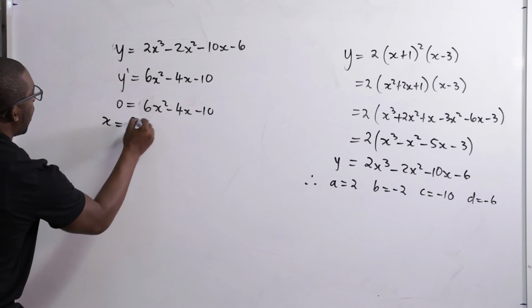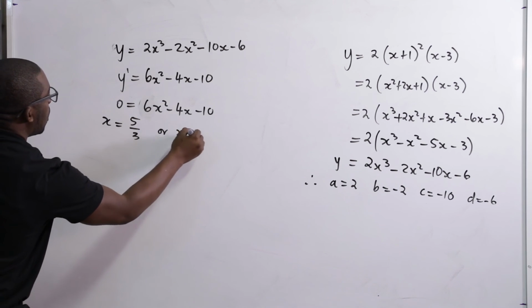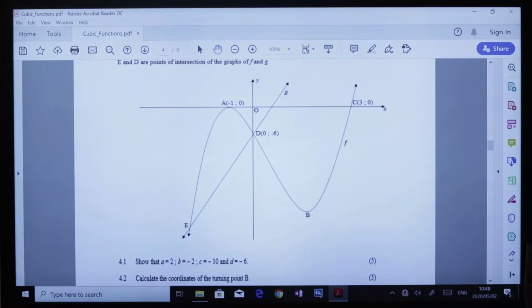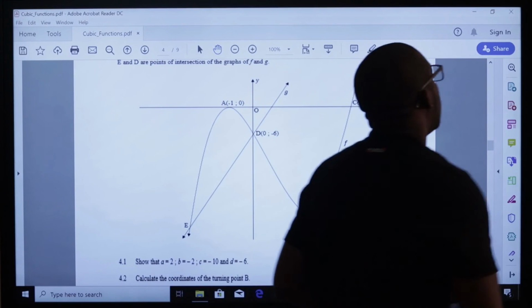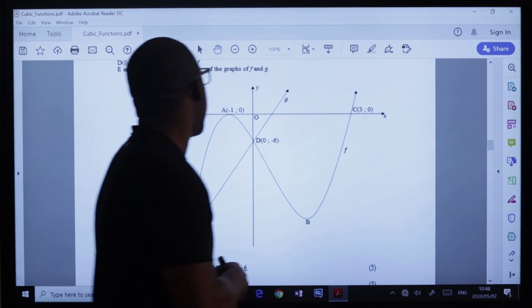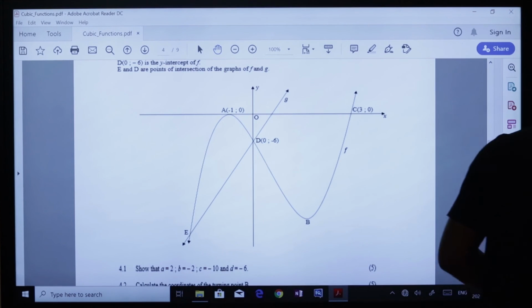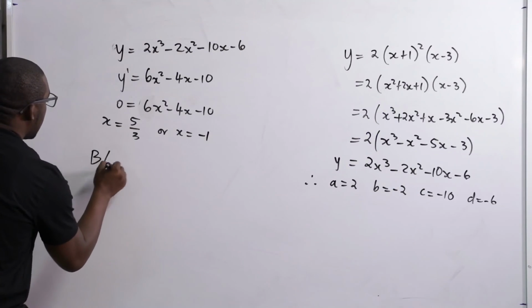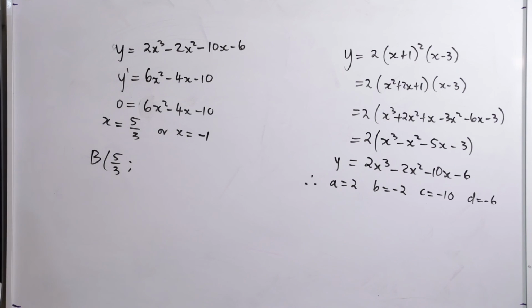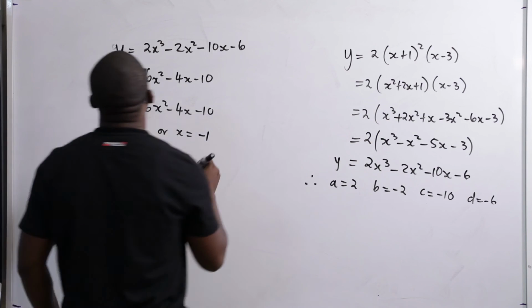x is equal to 5 over 3, or x is equal to minus 1. We know that minus 1 corresponds to A. So at B, x is equal to 5 over 3. They wanted the coordinates.